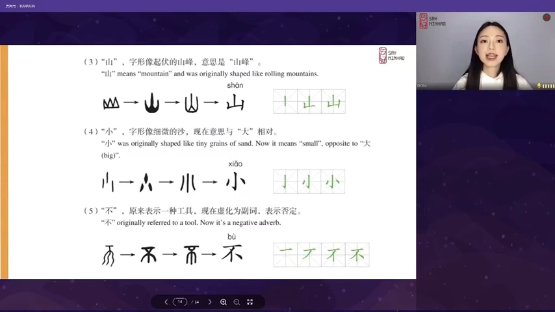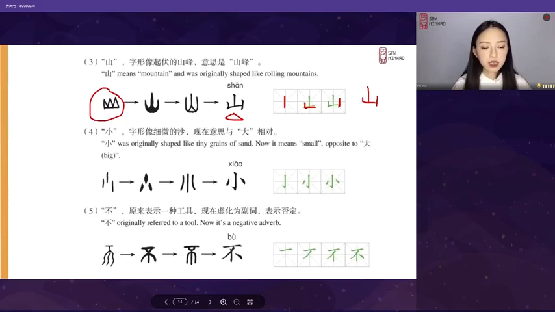Next one is Shan, which means mountain. In ancient times, it looked like this, just like a mountain. And now in modern Chinese, we write it like this. First, we write a vertical. And then a vertical turning, 竖折, and then another vertical, a shorter one. Try to write it with me. First, a vertical, then a vertical turning, and then a vertical here.